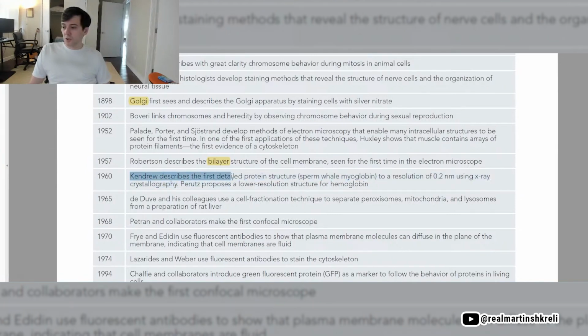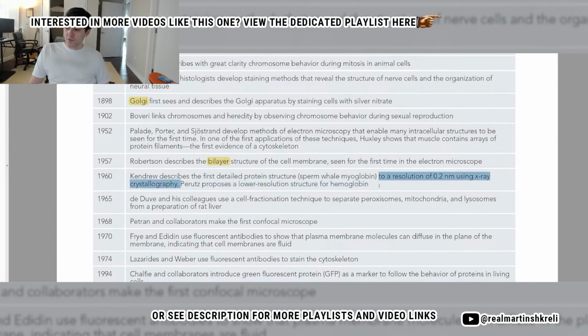1960, Kendrew describes the first detailed protein structure, sperm whale myoglobin, to a resolution of just 0.2 nanometers. Very impressive, using X-ray crystallography. So that was 1960. And then Perutz proposes an even lower resolution structure for hemoglobin.